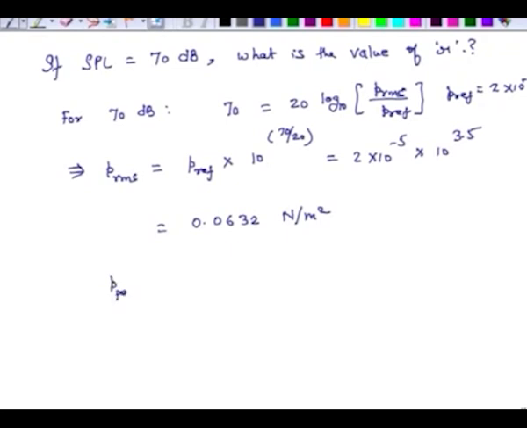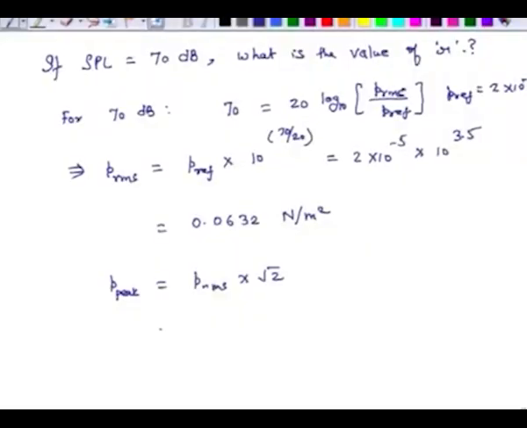So, then P peak is equal to P RMS times square root of 2. Now, once again I have to say that this factor of square root of 2 is valid for a sinusoidal or a cosine type of signal. So, it is P RMS times square root of 2, and that means it is 0.0632 times 1.414, and this equals 0.0894 pascals or newtons per square meter.